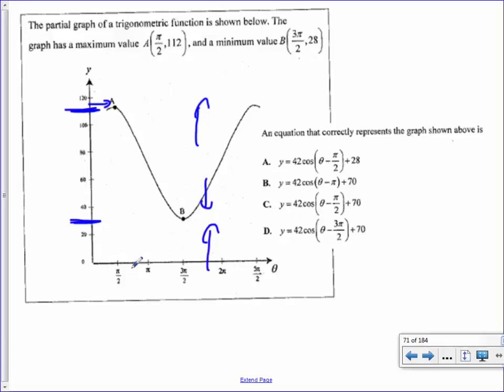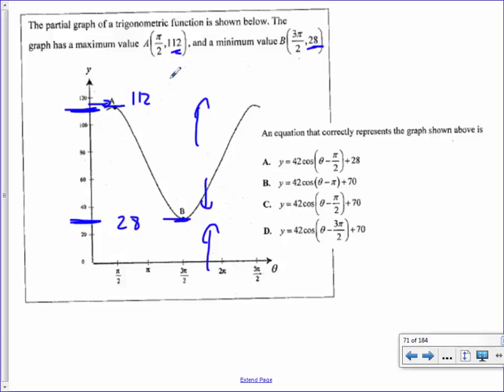Now, truth be told, if this was an actual diploma, I would just use my graphing calculator, type in all 4 equations, and whichever one looked like this would be the right answer, but that defeats my purpose today. So let's see if we can look at these 4 answers and actually work backwards to figure out which one's most logical. Do you guys see how this lowest point right here is a 28? Because it tells you, by the way. And this highest point right here is 112, because it tells you.